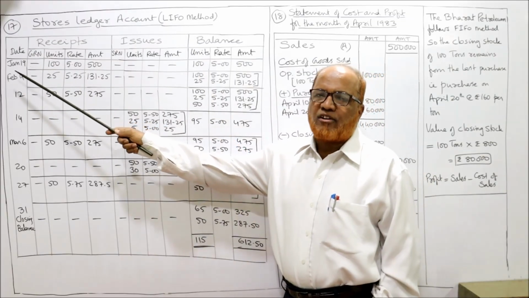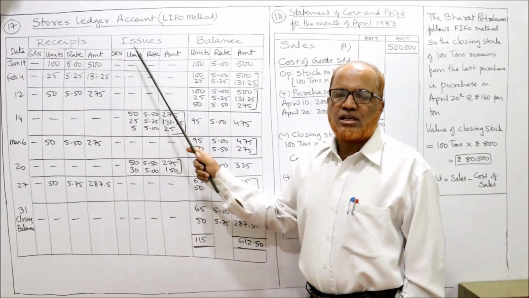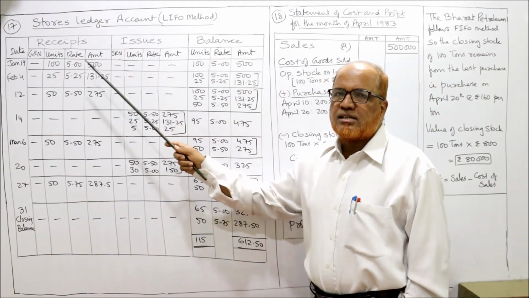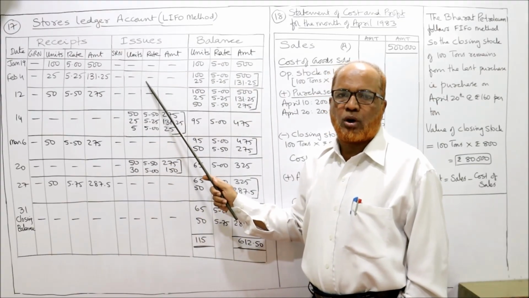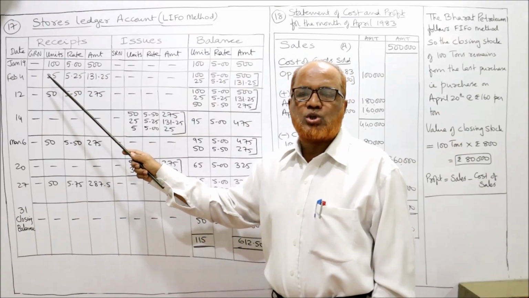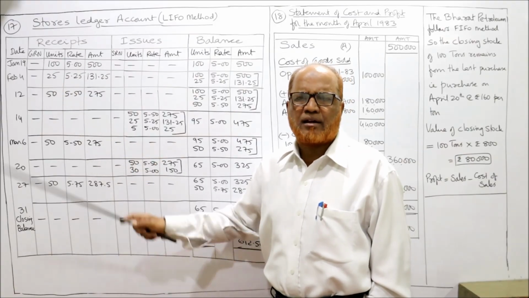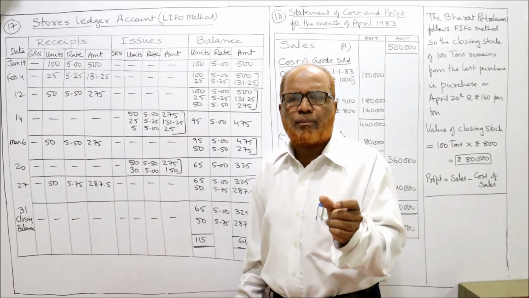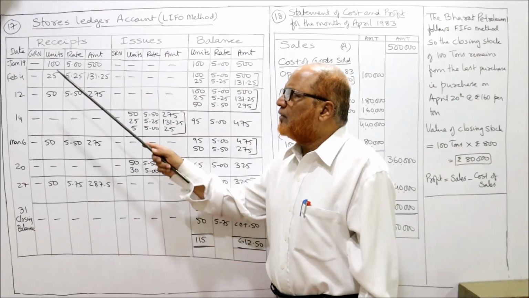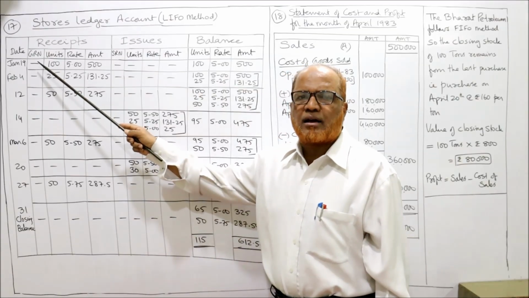As usual format, I have prepared date, receipts, issues, balance. Receipts 4 columns, issues 4 columns. The first column is GRN, goods received note number. Keep it blank. In real practice, we will have the number and write it down, but theoretically we just open the column and keep it blank.